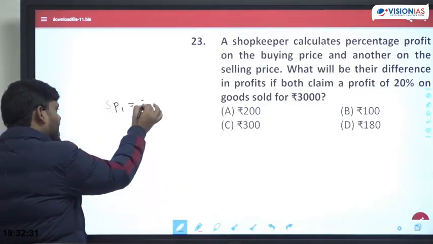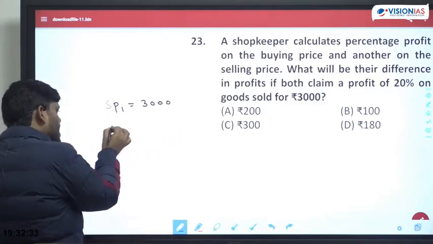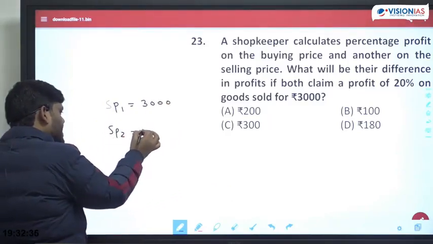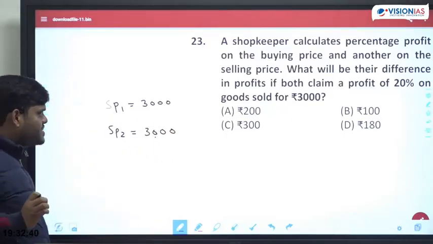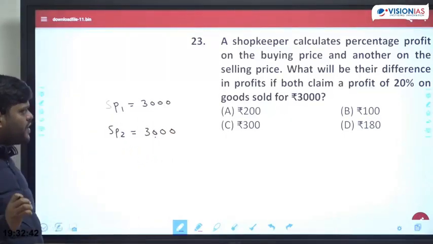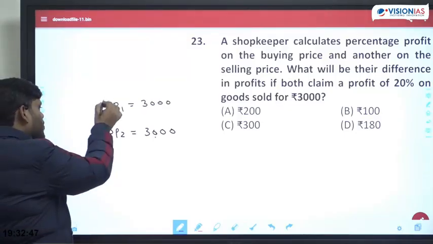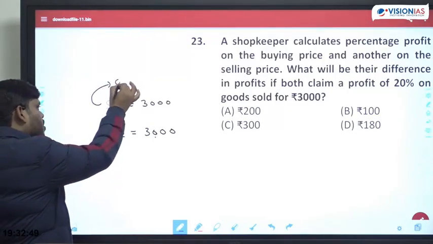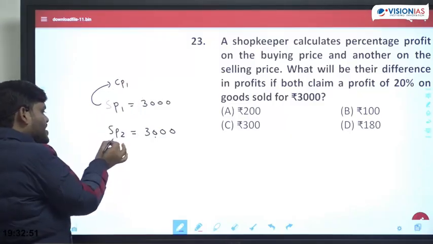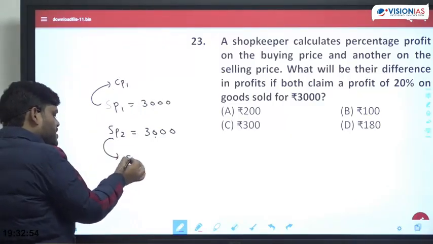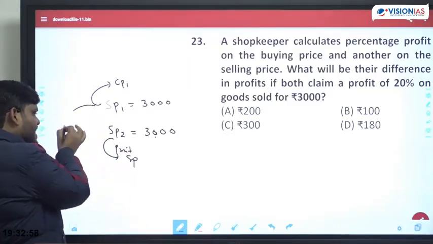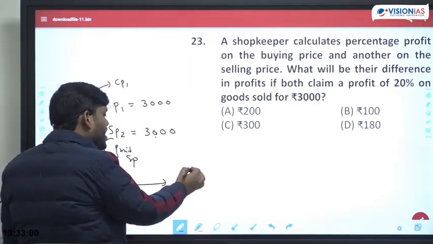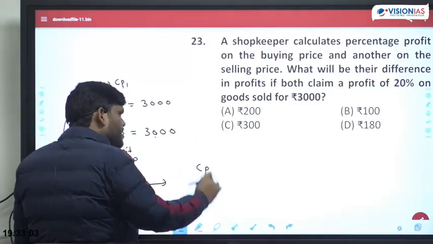That means SP1 is given as 3,000 and SP2 is also given as 3,000. Now the question is, what is the difference in profit if both claim to have profit of 20%? Now suppose this person has calculated profit on CP and this person has calculated profit on SP. Okay, profit on SP. So let's take this case. In this case, we have to find out the CP.